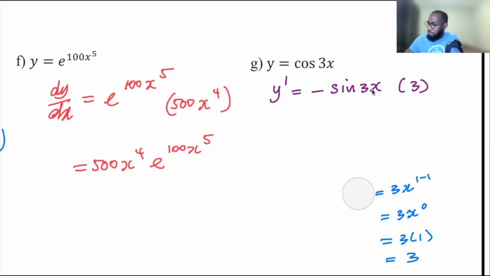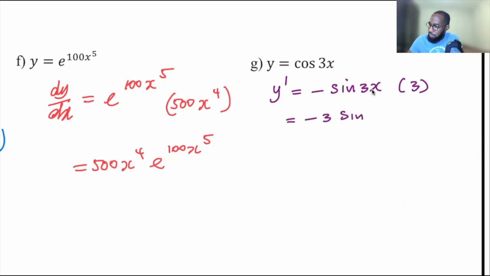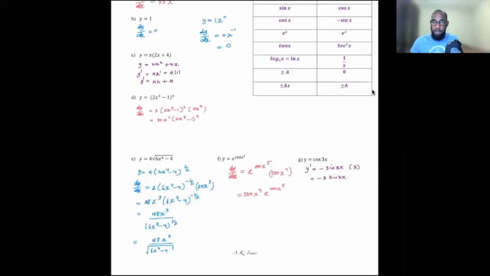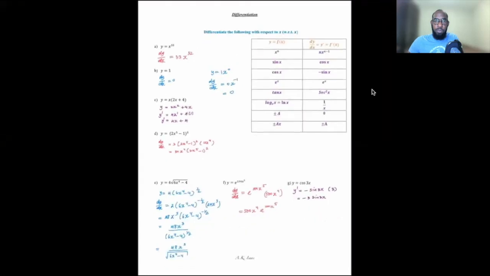So after you simplify, you get negative 3 sin 3x. That's the answer right there. All right. So that's it for differentiation.